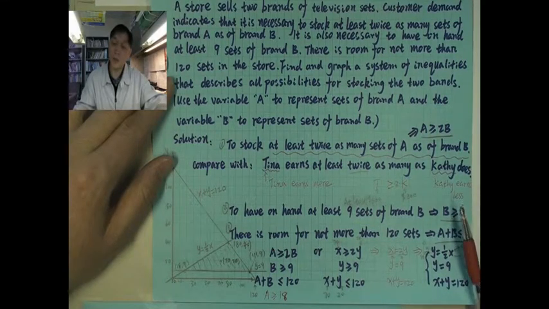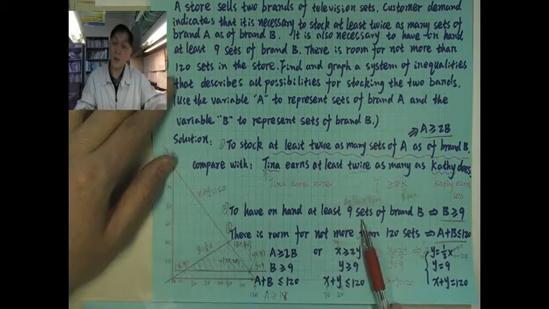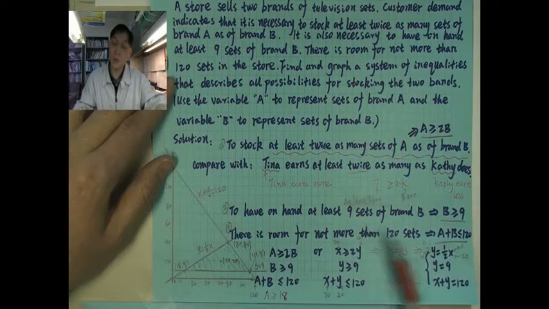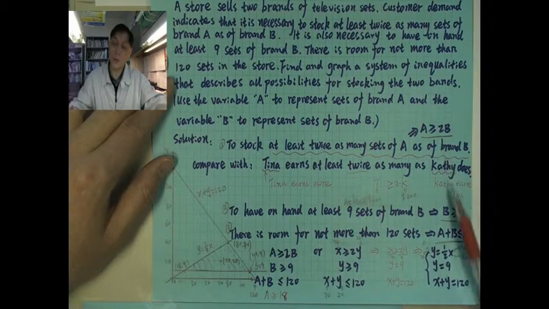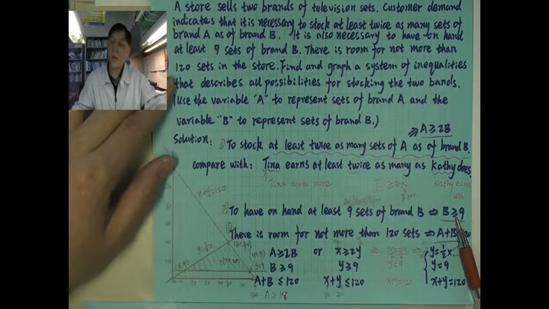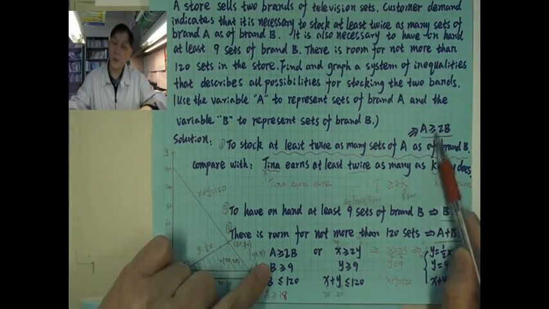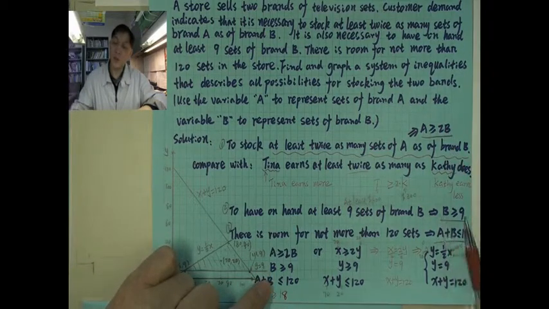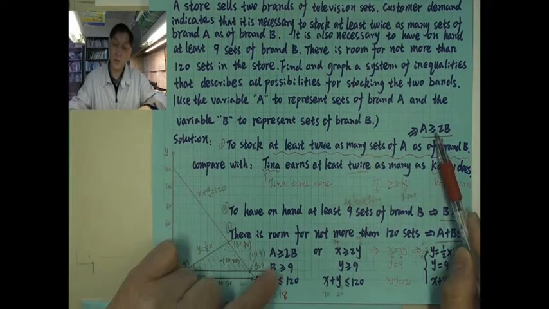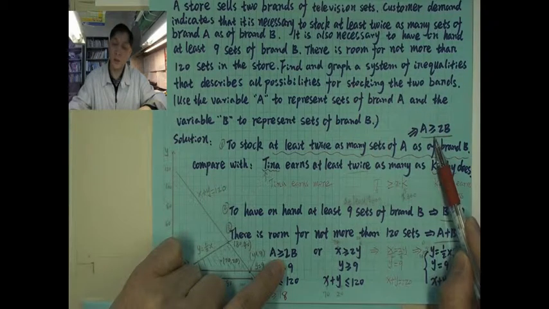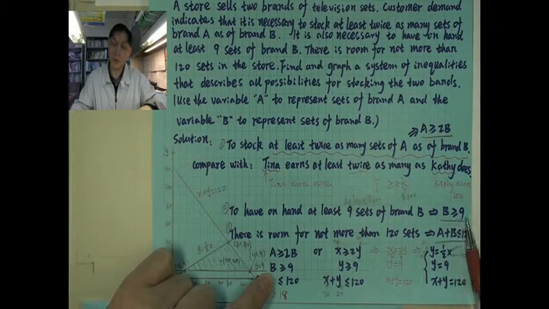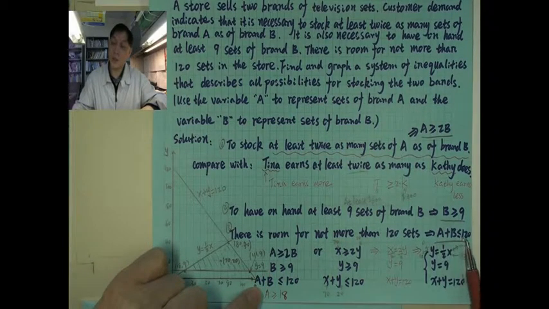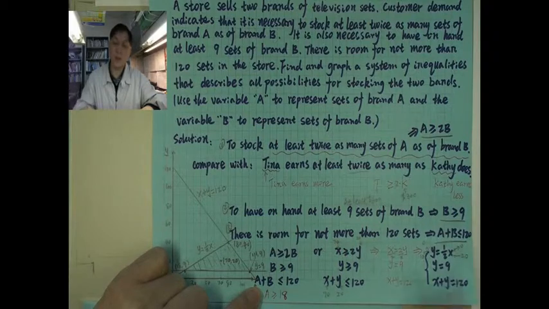That's twice as many. And here, at least 9, so 9 could be the choice for B. So that's why we have equal signs right here. So we got 3 conditions. We put together: A is greater than or equal to 2B, and B is greater than or equal to 9, and A and B together is less than or equal to 120.